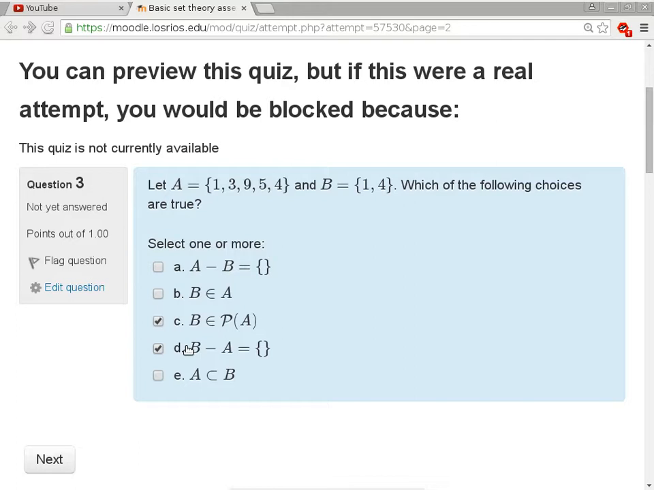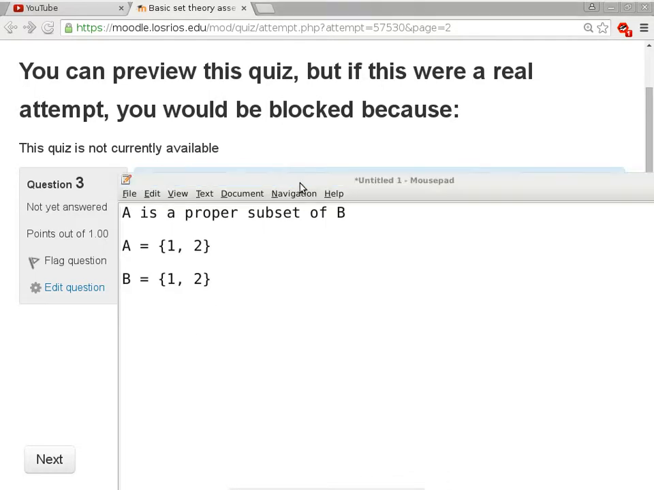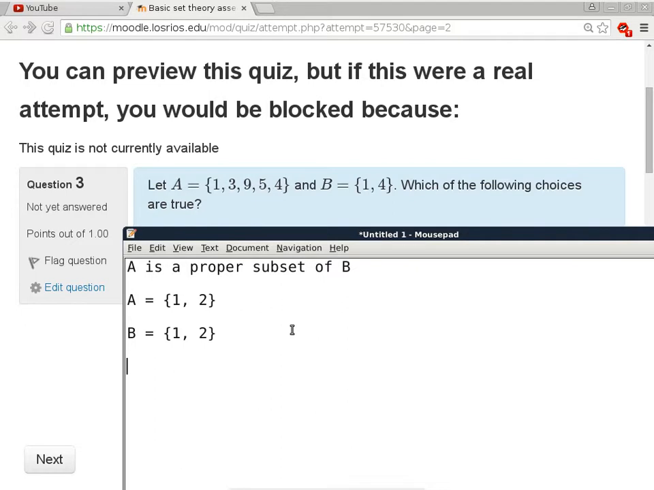Are there any questions about this one? Yep. Choice B. What all of A have to have for B? A will have to have the entire set {1, 4} as an element. In other words, we kind of talked about this last time when we talked about the power set. So in this particular question, if I changed it so that A is {1, 3, 9, 5, 4, {1, 4}}, like that.